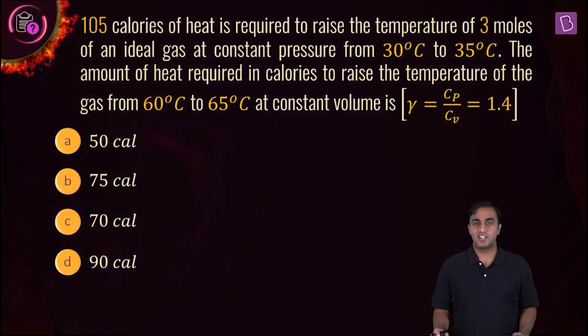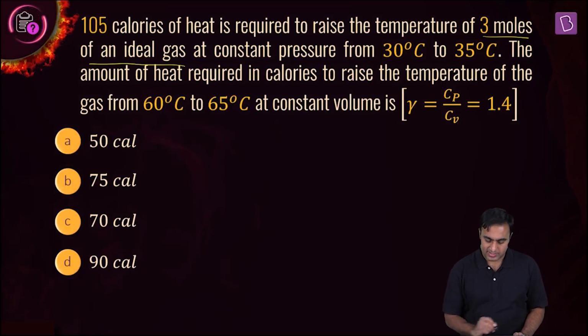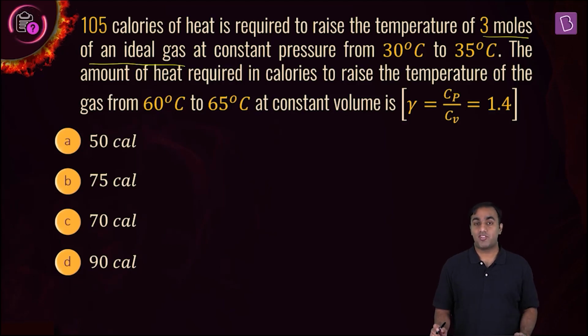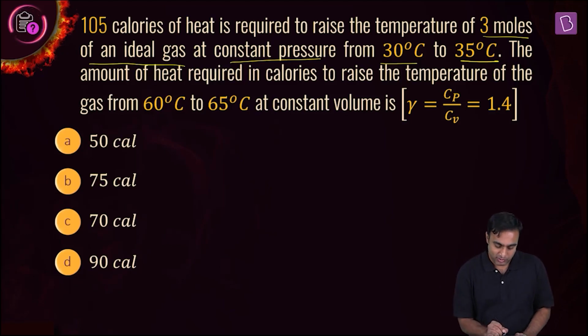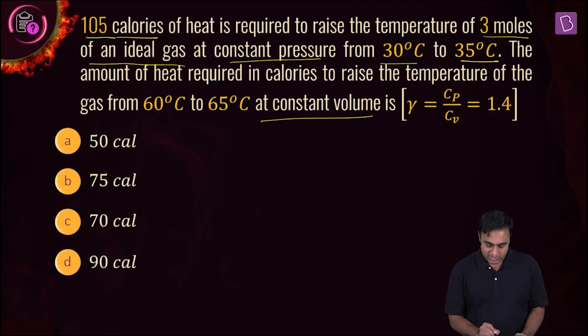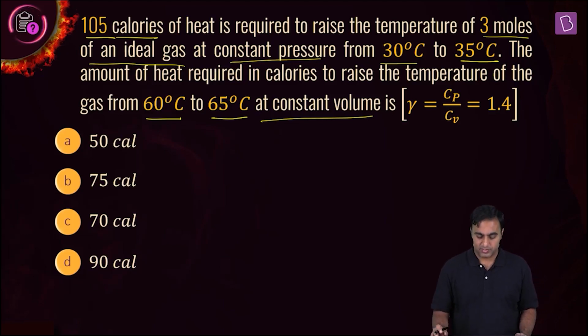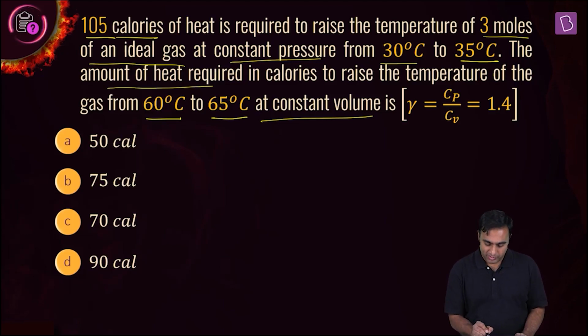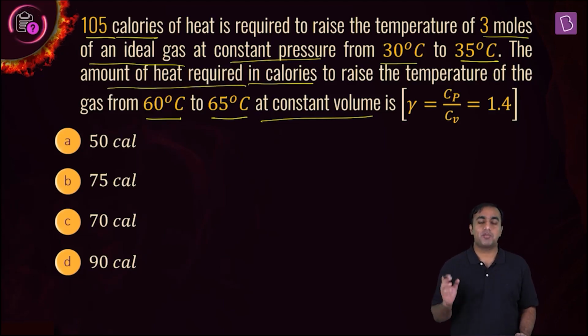Let me help you in understanding the data given in the question. We are considering here 3 moles of an ideal gas sample, and this gas is taken through 2 different processes. First one is isobaric heating, such that the temperature changes from 30 degrees Celsius to 35 degrees Celsius. And the amount of heat required in order to do this happens to be 105 calorie. In the second process, which is isochoric heating, the temperature changes from 60 degrees Celsius to 65 degrees Celsius. And we are supposed to find the amount of heat required in calorie for this to happen.